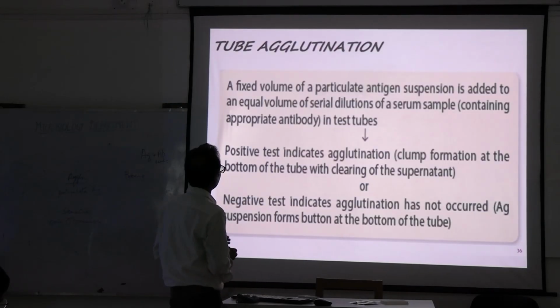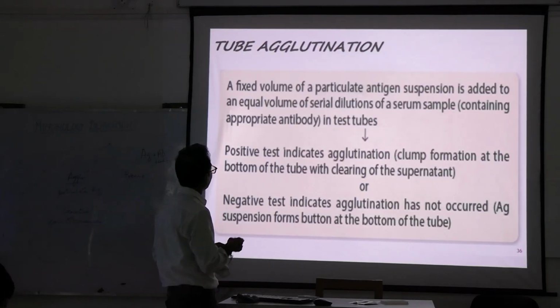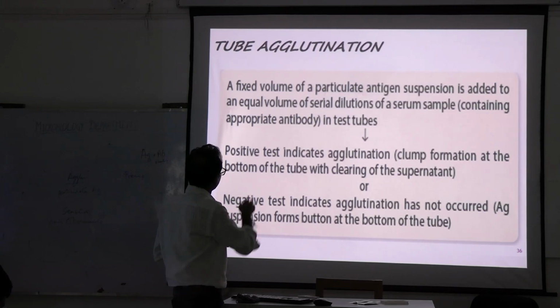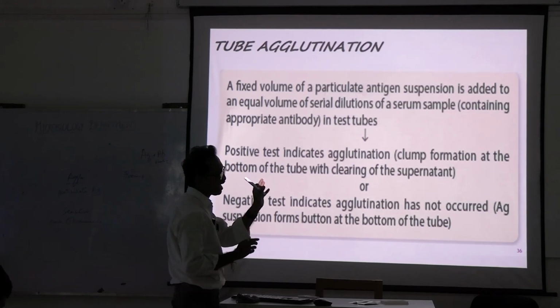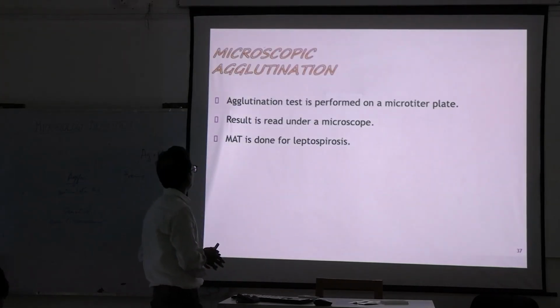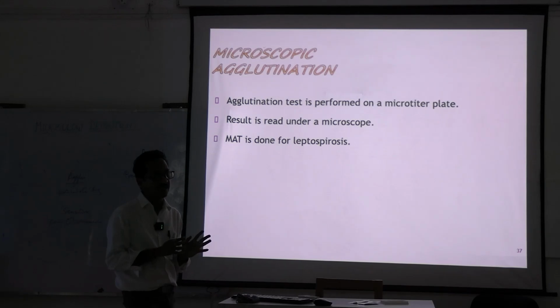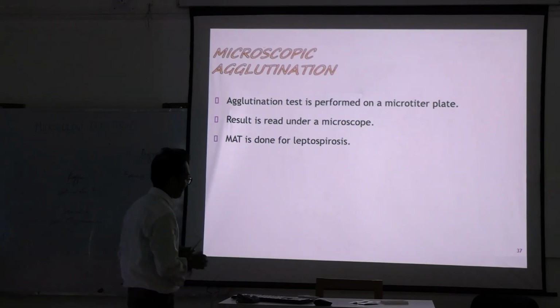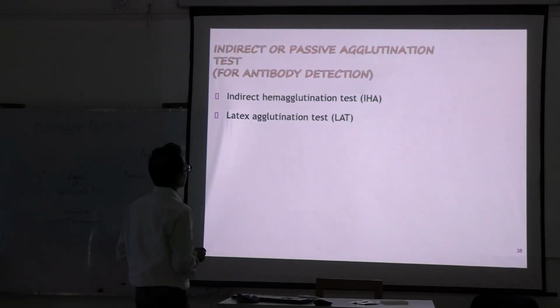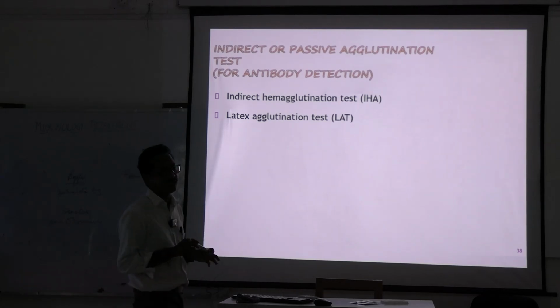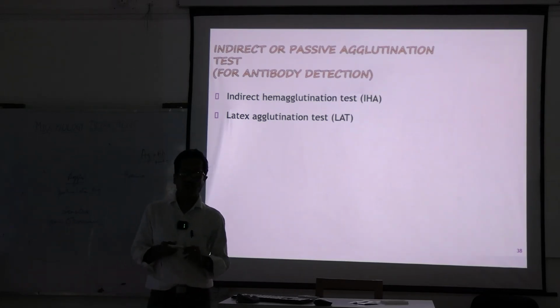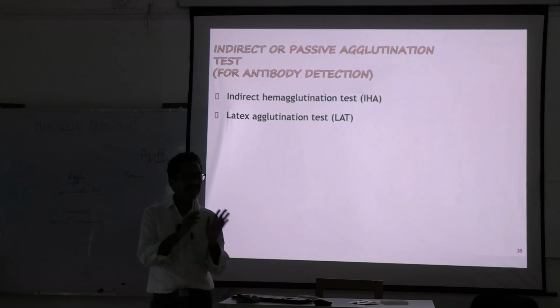Tube agglutination uses a fixed volume of a particular antigen. The principle is the same. A positive test indicates agglutination, that is clump formation. Microscopic agglutination test. One is the standard agglutination test for brucellosis. Microscopic agglutination test for Leptospira. Indirect test or passive agglutination. What is the difference between direct and indirect? Why do we use the term indirect?